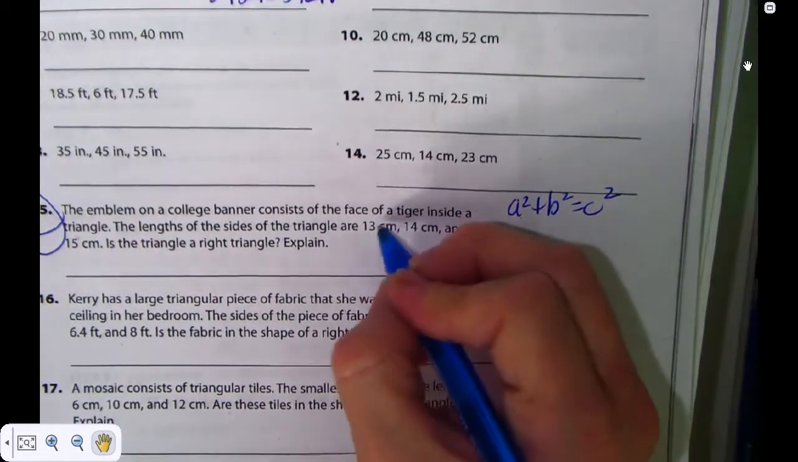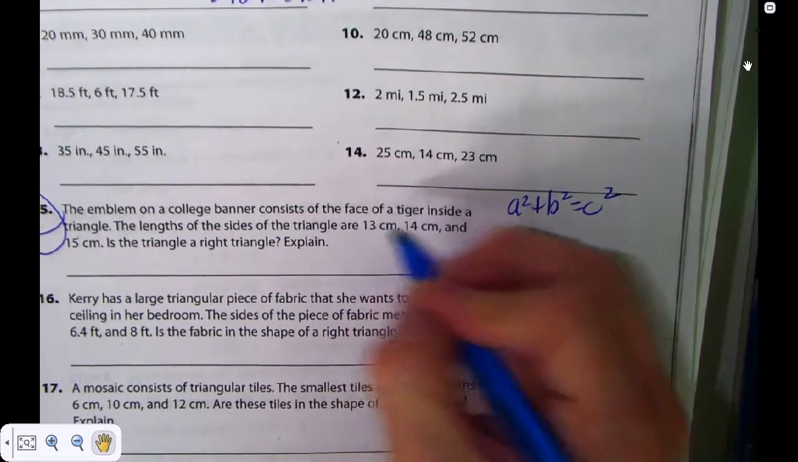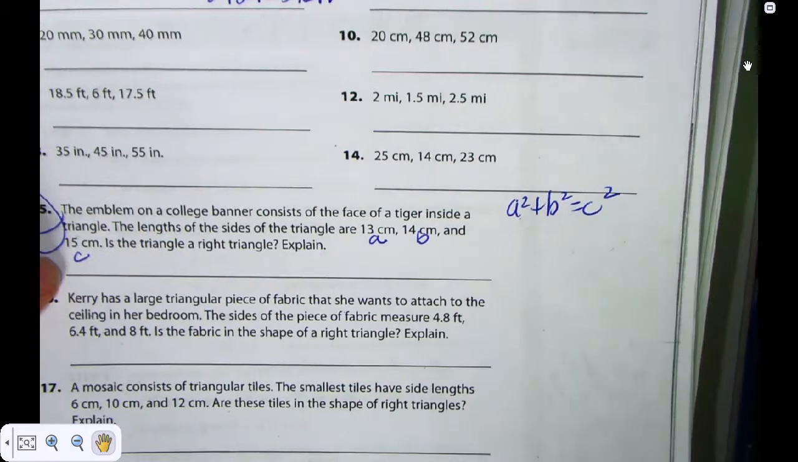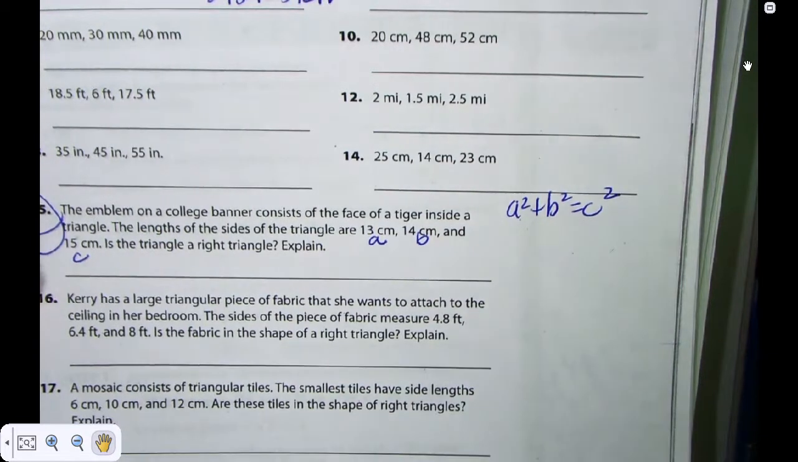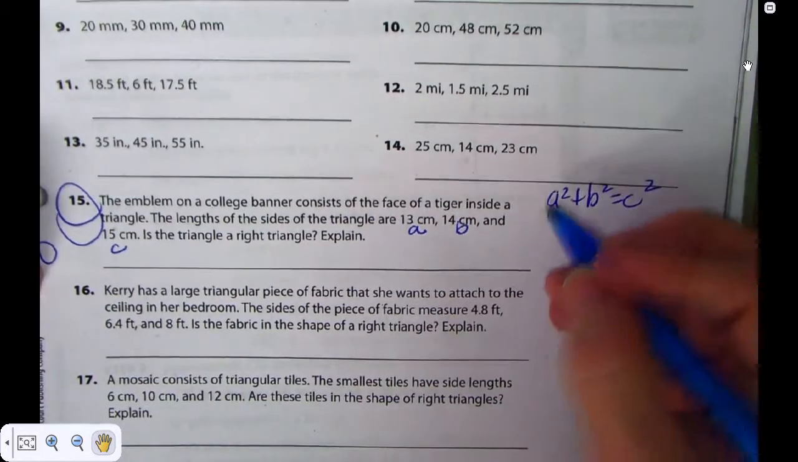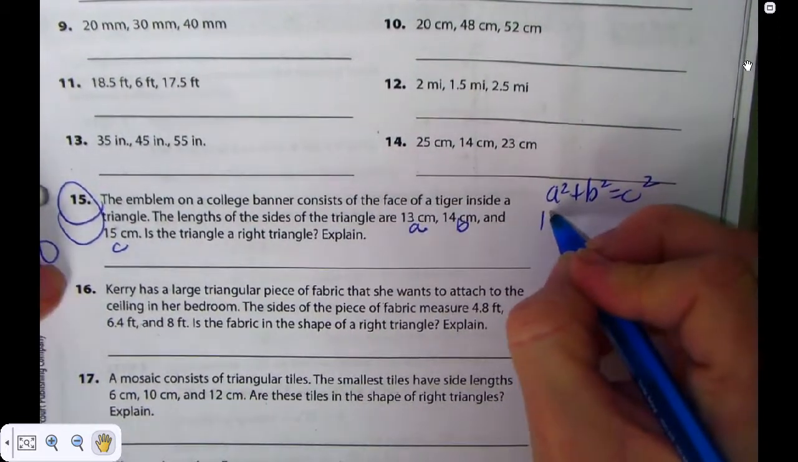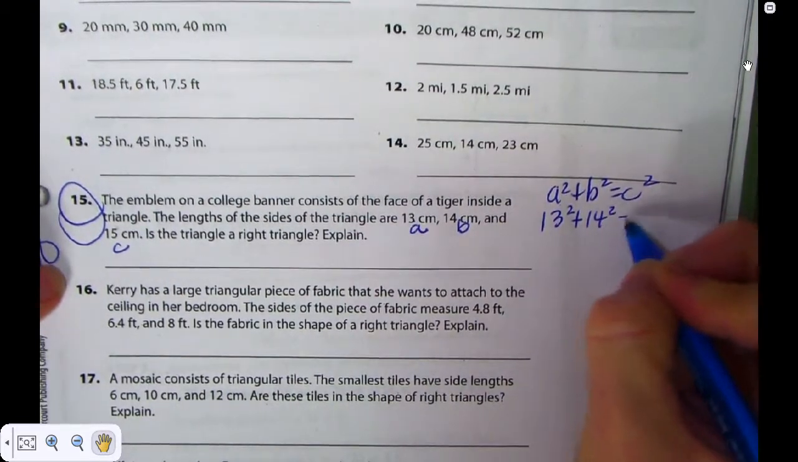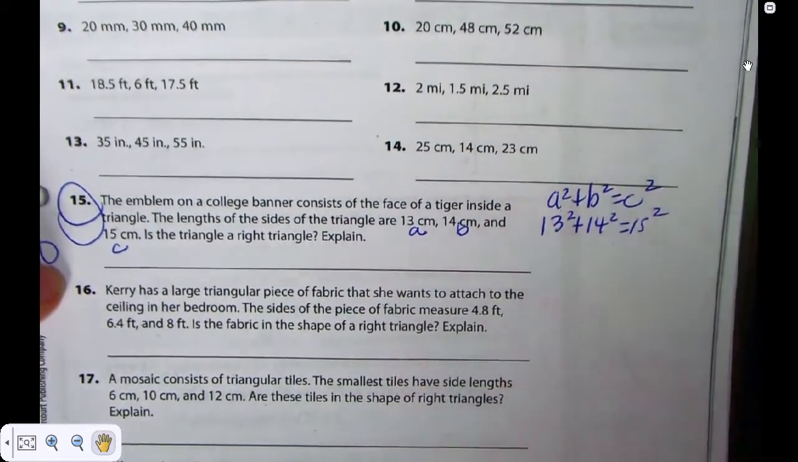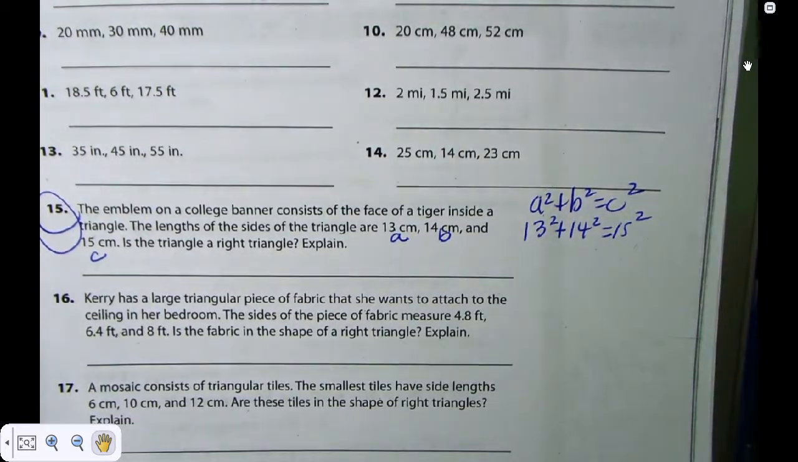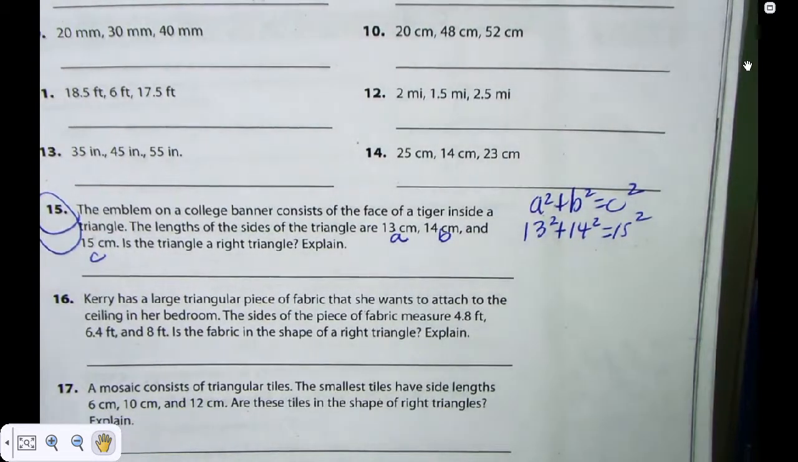Now we're going to go label. I don't need to draw this. I've got the numbers. A, B, C. Tell them why C has to be 15. It's the longest side. It's got to be the longest side. So we're going to come over here and go, everybody together: 13 squared plus 14 squared equals 15 squared. This time we're not using this to find a side. We're using it to test it.